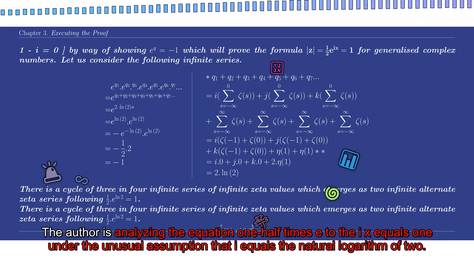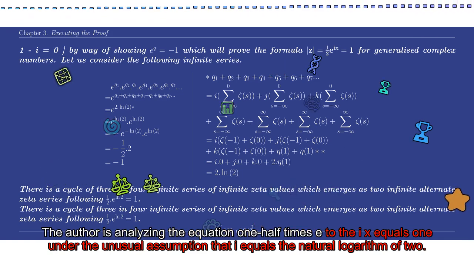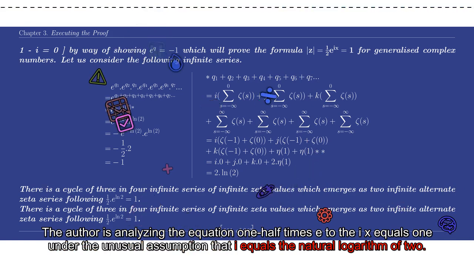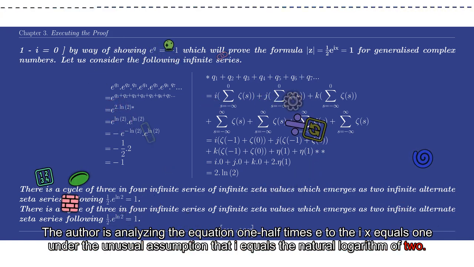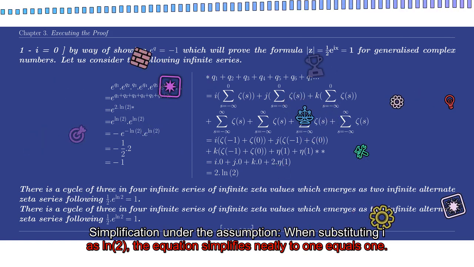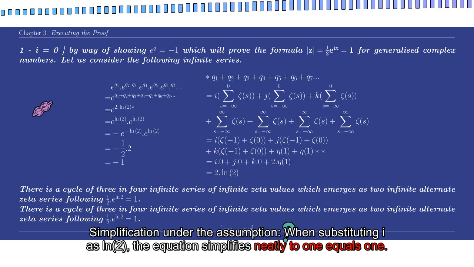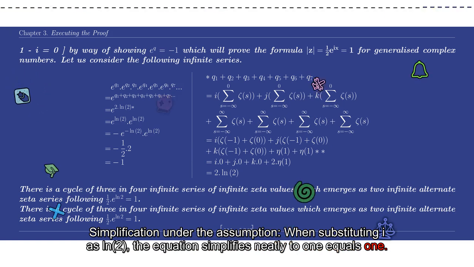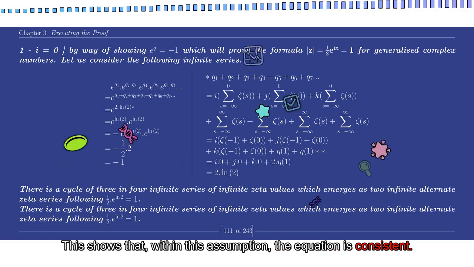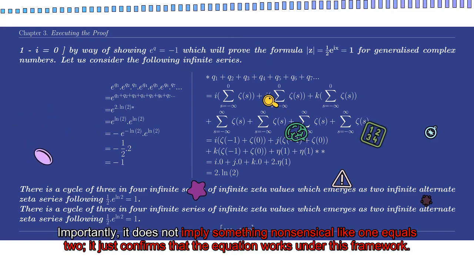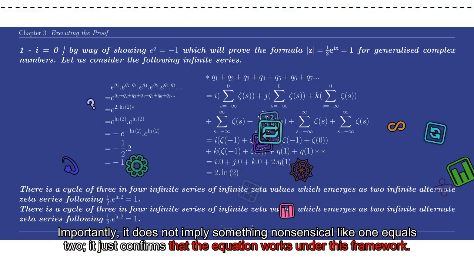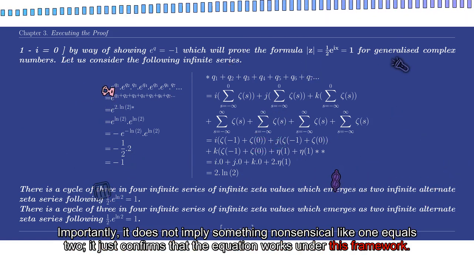The author is analyzing the equation 1/2 times e to the ix equals 1 under the unusual assumption that i equals the natural logarithm of 2. Simplification under the assumption: when substituting i as ln2, the equation simplifies neatly to 1 equals 1. This shows that within this assumption, the equation is consistent. Importantly, it does not imply something nonsensical like 1 equals 2. It just confirms that the equation works under this framework.